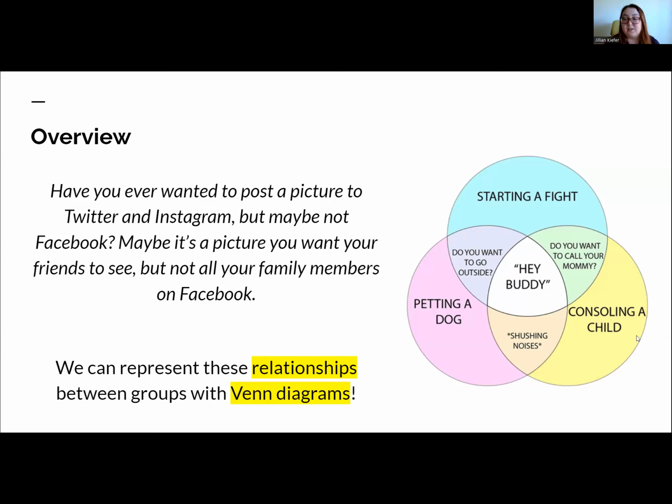Between petting a dog and consoling a child, you can make some shushing noises. Between starting a fight and consoling a child, do you want to call your mommy? A different tone of that can change the context. And between starting a fight, petting a dog, and consoling a child, you can always include the phrase, hey, buddy. That could be said in any one of these different scenarios. So that was a silly example of a Venn diagram and how we can visualize certain aspects between different sets.